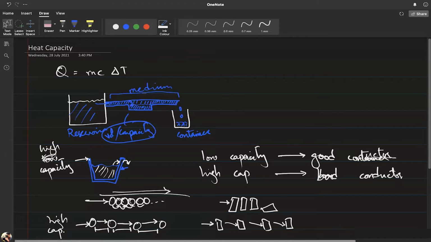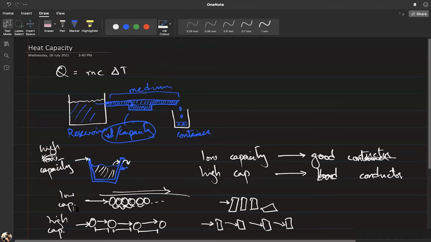It will need more energy itself so that it can transfer to the last one. But this one doesn't need more energy. The particles are really close together and they're moving or vibrating, and they will quickly transfer the energy to the next side. So it has low capacity.